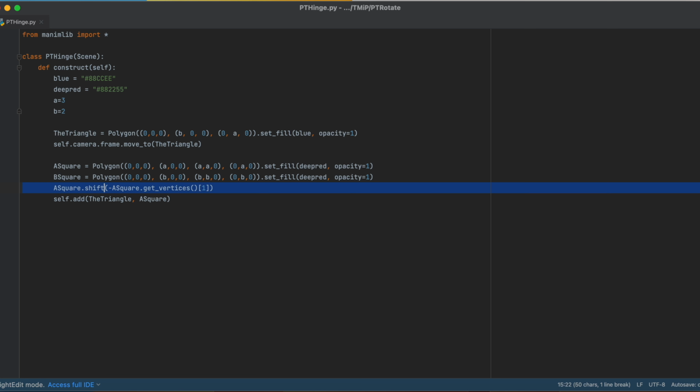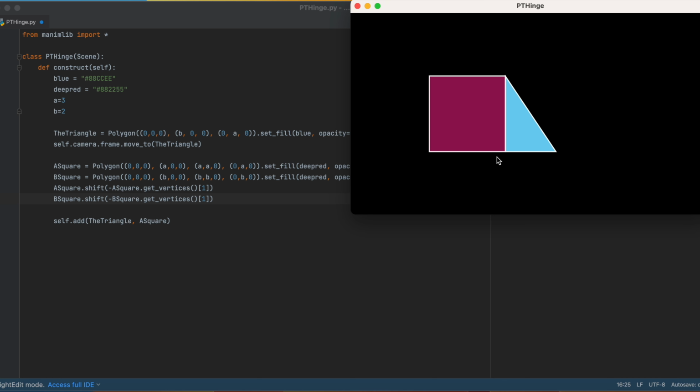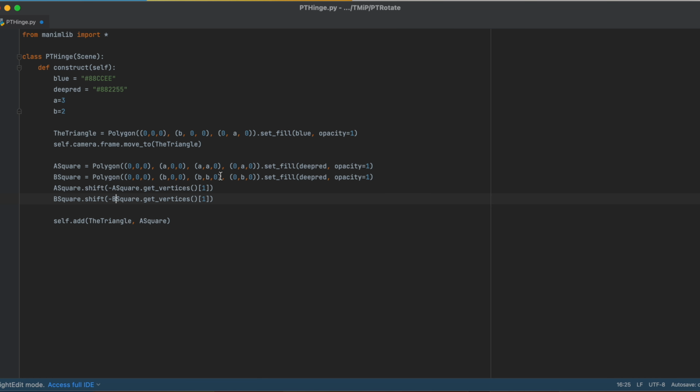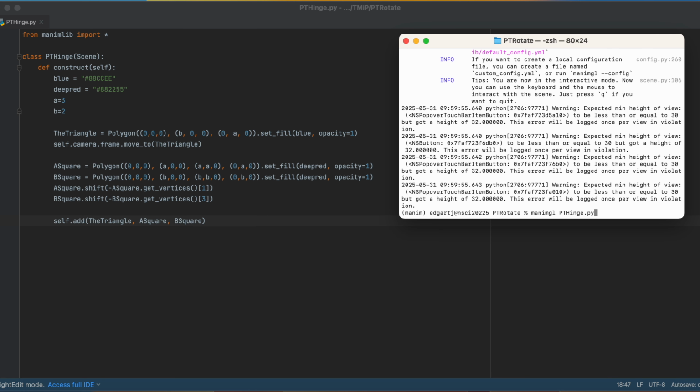I now want to do the same thing with the B square. I want to put the B square so that it shifts, but now I want the 0, B, 0. I think that's what I want to do, so that shifts. And we'll see if I've done that right. Let's see if that's the third vertex. And we'll do the B square, and we'll see if it did it.